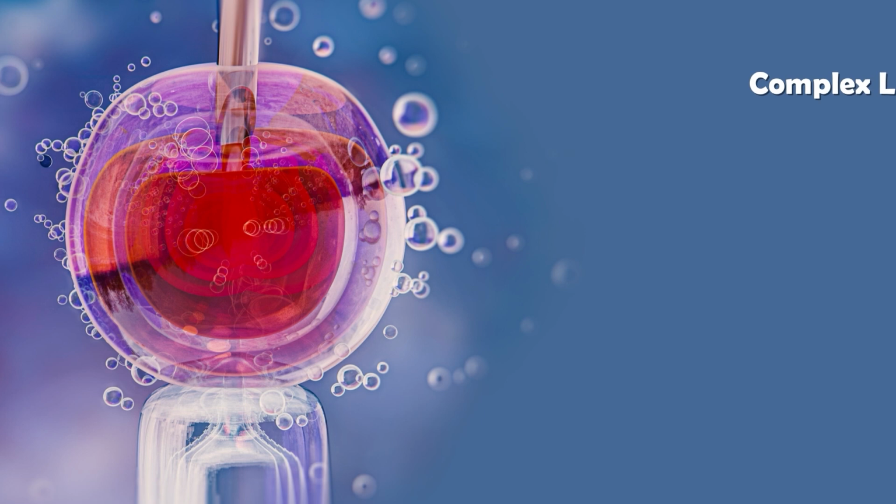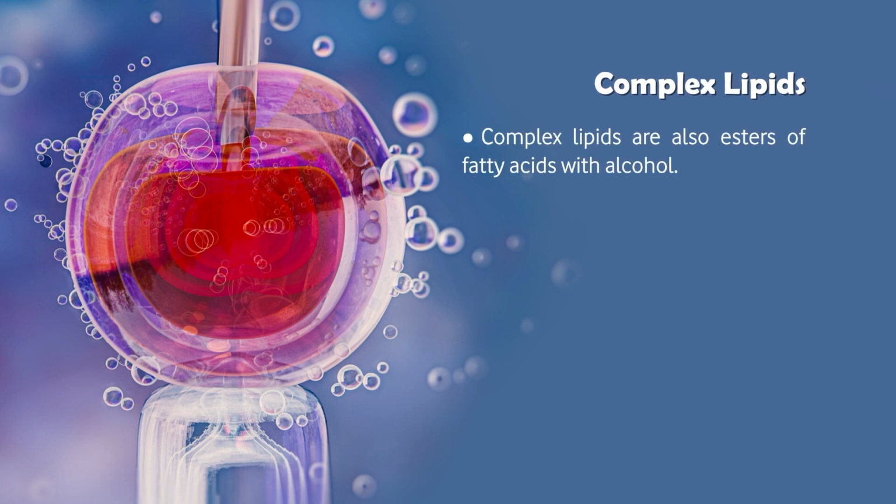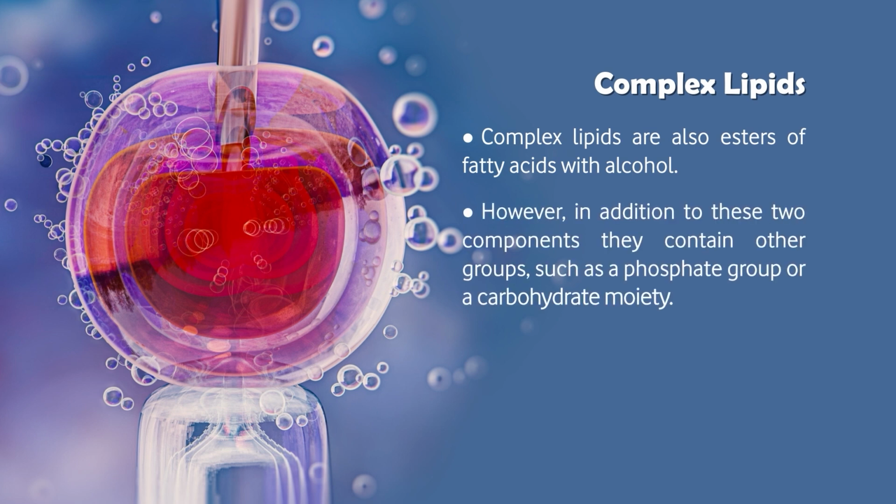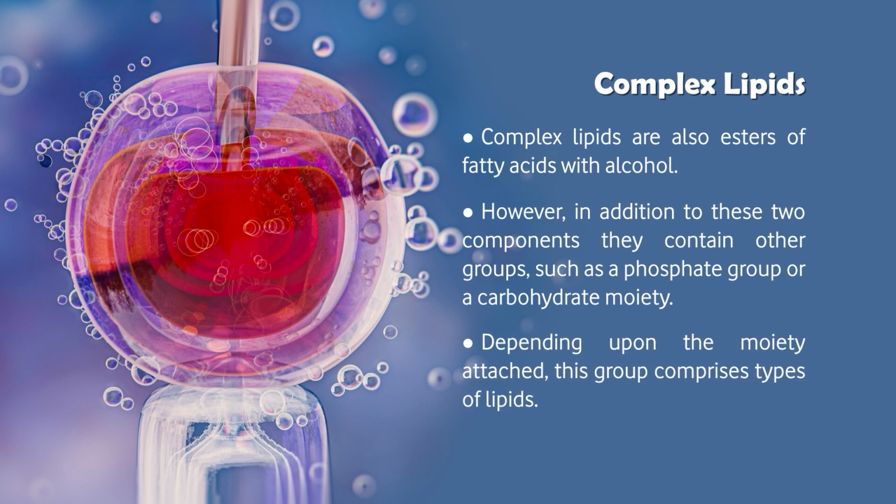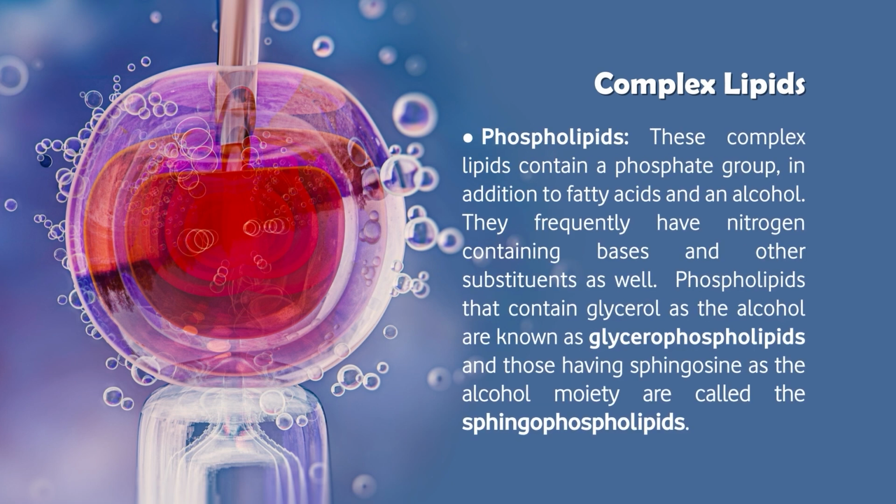Now, what are complex lipids? Complex lipids are also esters of fatty acids with alcohol. However, in addition to these two components, they contain other groups such as a phosphate group or a carbohydrate moiety. Depending upon the moiety attached, this group comprises types of lipids like phospholipids. These complex lipids contain a phosphate group in addition to fatty acids and alcohol. They frequently have nitrogen-containing bases and other substituents as well.